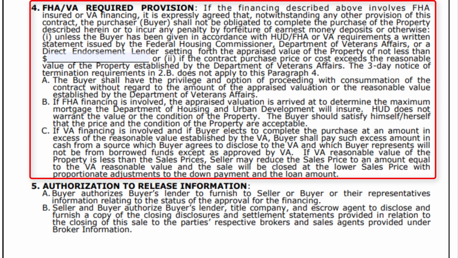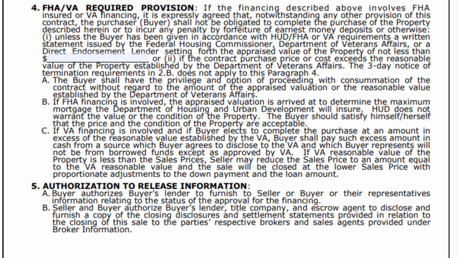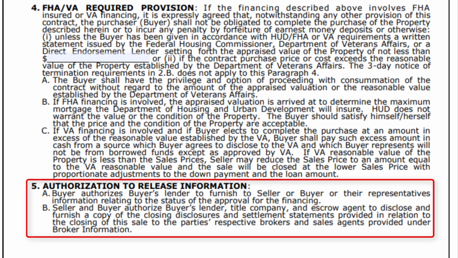So that's paragraph 4. The final paragraph, paragraph 5, and I know you see 5. The only thing below 5 is going to be the buyer and seller signature lines. That's it. I'm not going to scroll up so you can see the signature lines. So the last section, paragraph 5, is the authorization to release information. It states, in part, A, buyer authorizes buyer's lender to furnish the seller or buyer or their representatives information relating to the status of the approval for the financing.